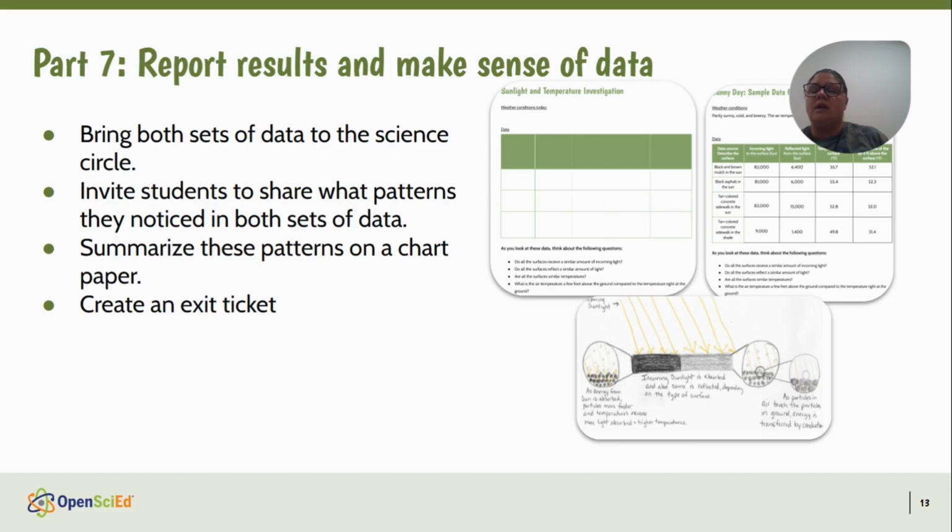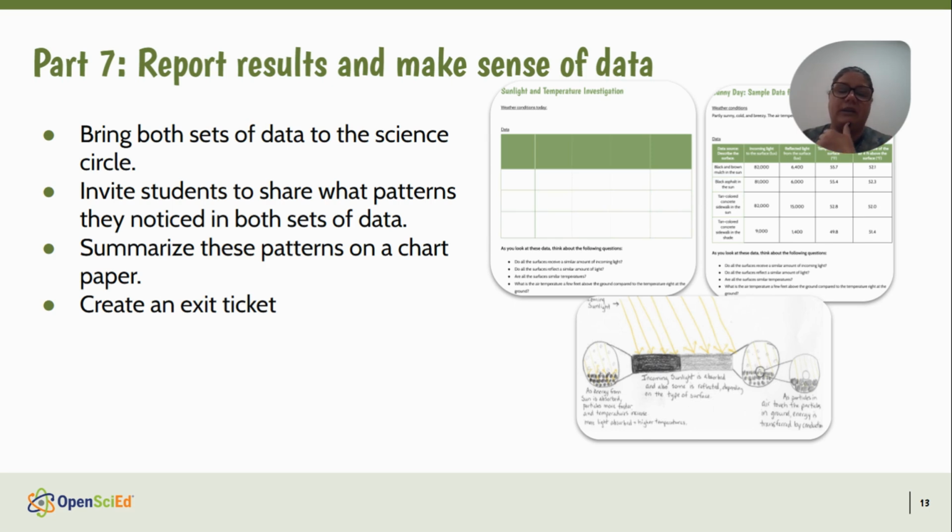Part 7, reporting the results and making sense of data. We're bringing our data back up to the science circle and looking for patterns, and make sure that you also have a good solid idea of what those key ideas are that we're looking for, so that you can guide those questions to help them get to that point. And those are listed on the lesson guide on pages 1 and 2. You'll see where it says key ideas that we figure out. And we want to pull those ideas out from the patterns that we see.